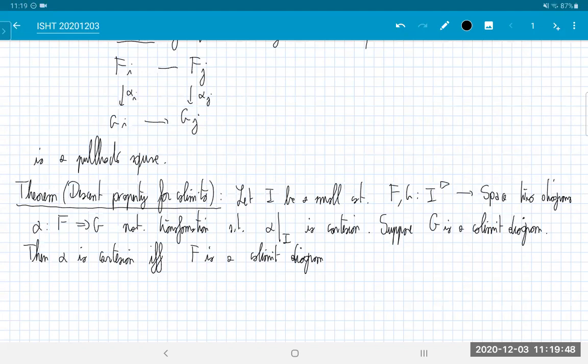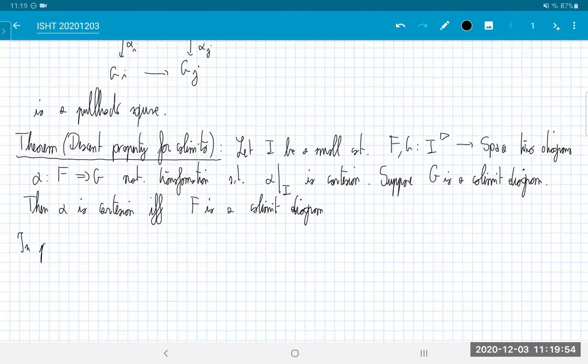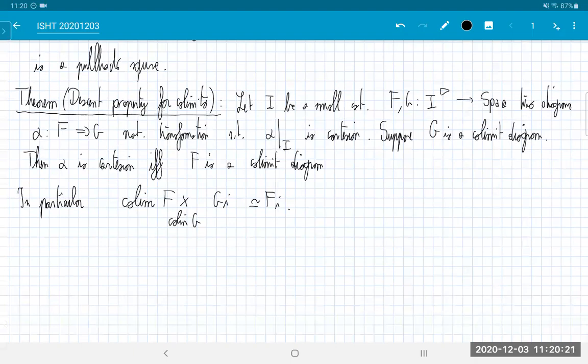So in particular, if I have a Cartesian natural transformation, which is the statement that we're going to use, then the colimit of F times over the colimit of G with G_i is F of i. And that's if alpha is a natural transformation.